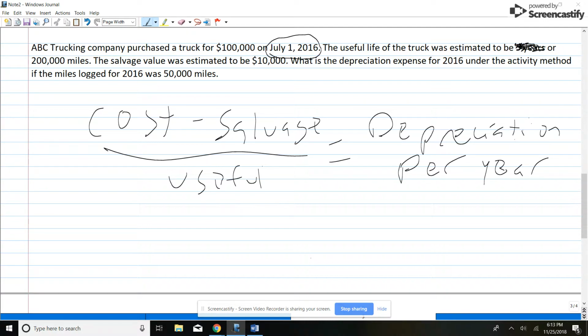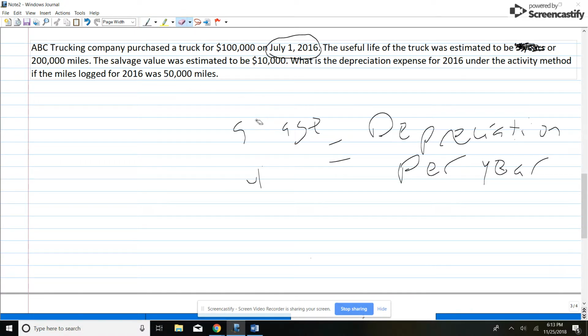Whereas in the activity method, we don't care about the years. We only care about the activity. So the activity isn't dependent on time, so we use the 50,000 in 6 months. So we just use the 50,000 miles. Hopefully that made sense.